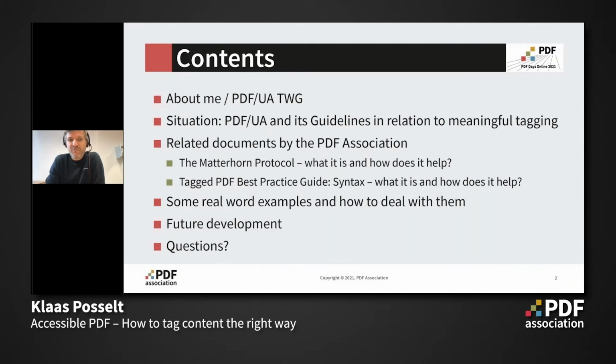I talk about a few related documents by the PDF Association, the Matterhorn Protocol and the Tagged PDF Best Practice Guide, and then I come to some real-world examples and how to deal with them, and how, for example, Matterhorn and the Tagged PDF Best Practice Guide help you to develop software, or if you're building documents, how it helps you to deal with real-world examples. Afterwards, I give a little development future overview. How will we be in several years, maybe? And at the end, there's time for some questions.